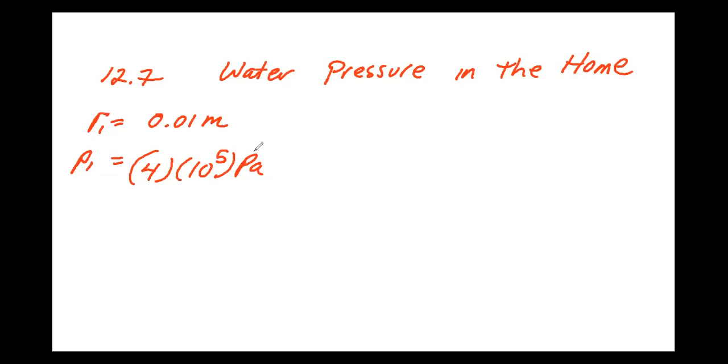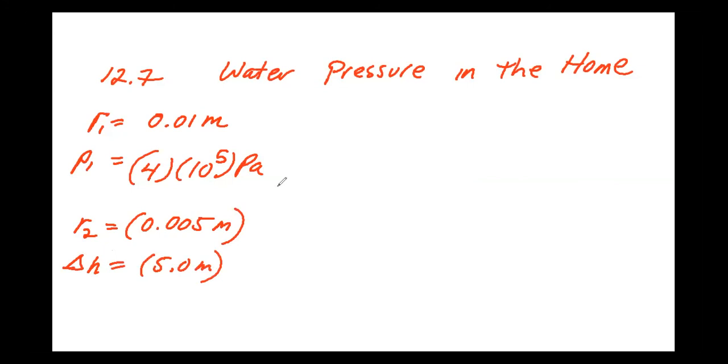A 1 centimeter diameter pipe leads to the second floor. So let's go ahead, and r2 is going to be half of that, so that's going to be 0.005 meters. 5 meters above, so delta h equals 5.0 meters. When the flow speed of the inlet pipe is 1.5 meters per second, so v1 equals 1.5 meters per second. Find the flow speed, pressure, and volume flow rate in the bathroom. And we're going to do that.